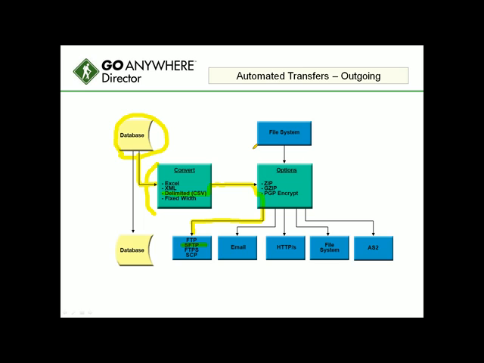Let's say you have some data or some files already sitting on a file system. Maybe you're monitoring a folder on a certain server. As soon as those files appear, we can grab those files, zip or encrypt them, or you could bypass that part and send them out to, let's say, in this case, an FTPS server, or send them out through email, or put them on a website.